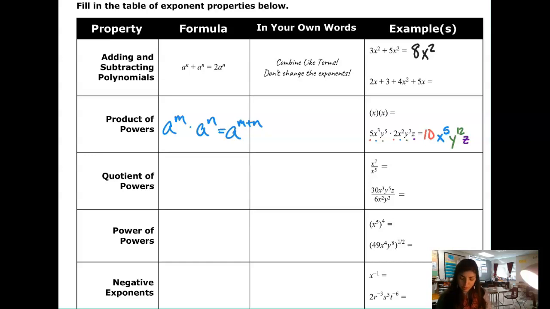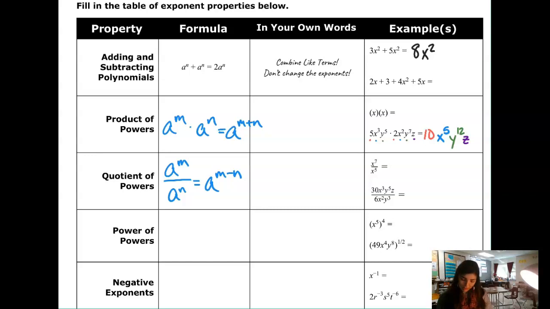The quotient of powers property is the DS part of MAD SPAM, and it's number 4 on your formula chart. It says that a to the m power divided by a to the n power. When you're dividing, all you will do is subtract the exponents. The base does not change.